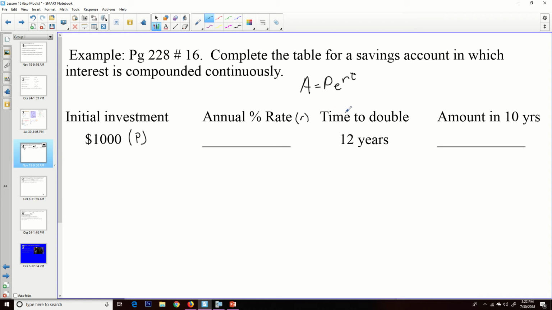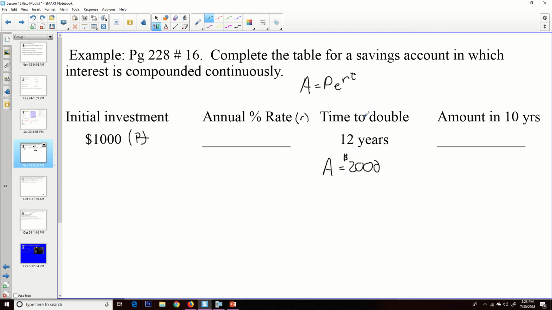But if I know the time to double is 12 years, and if the initial investment is $1,000, when it doubles, the A value becomes 2,000.